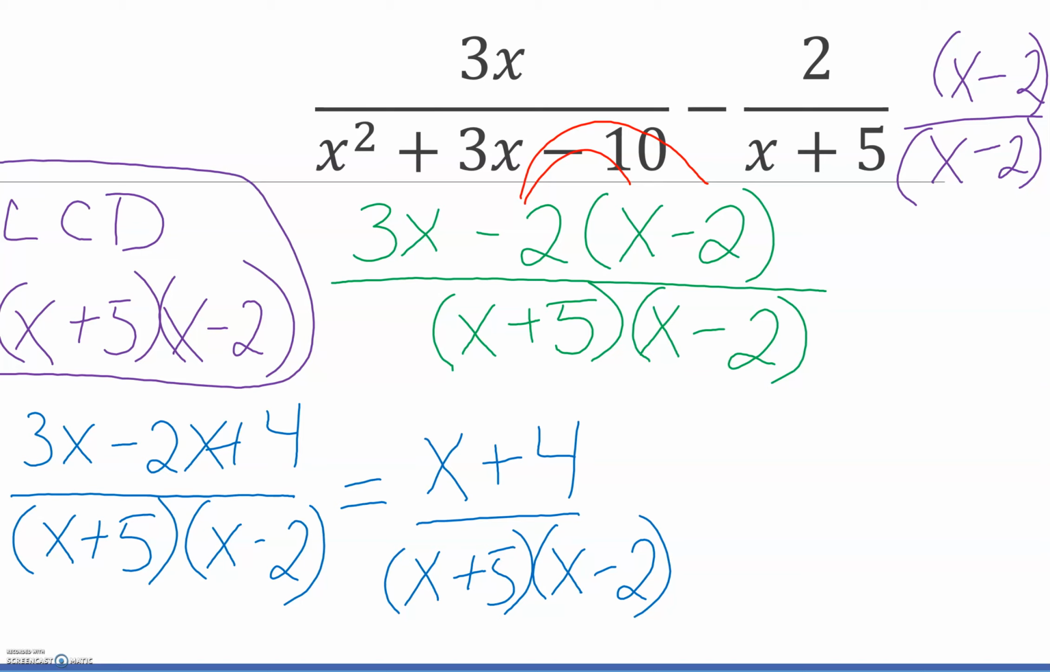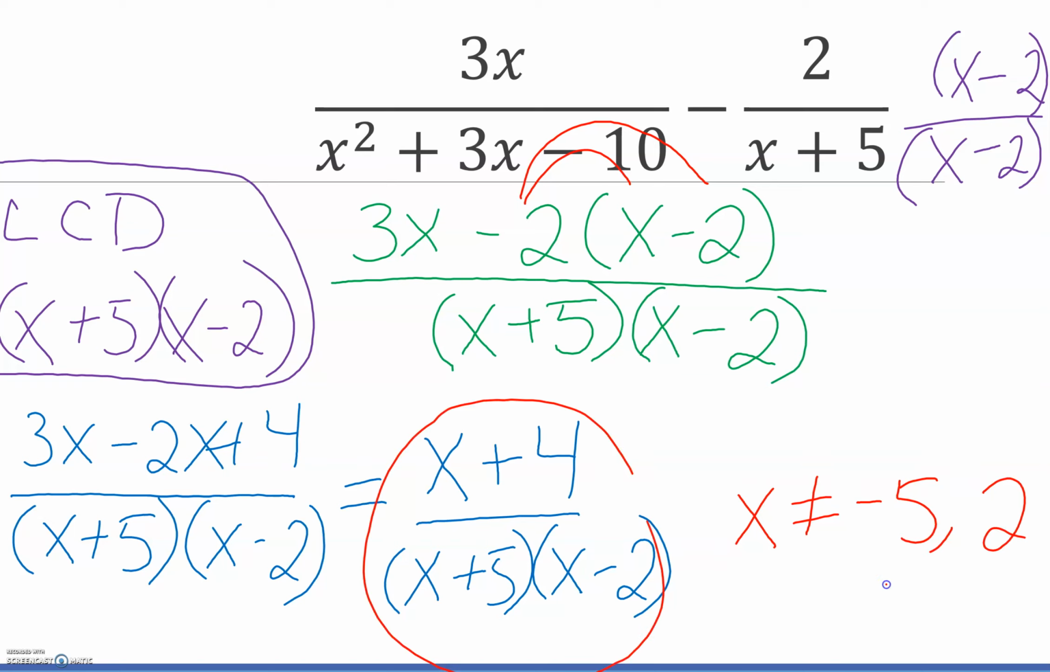Now I do have to think about restrictions. So we look at that denominator, and we don't want the denominator to equal 0. So we have to look at what values could possibly make the denominator 0. And that would be negative 5 and positive 2. There's our final answer, and these are our restrictions. Okay.